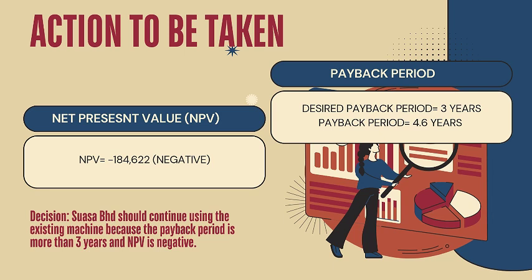The payback period technique measures how quickly the firm can recover its initial outlay. It is the number of years needed for the project to return its initial investment. A project is accepted if its payback period is less than or equal to the company's desired payback period. In this case, the company's desired payback period is 3 years and the project's payback period is 4.6 years.